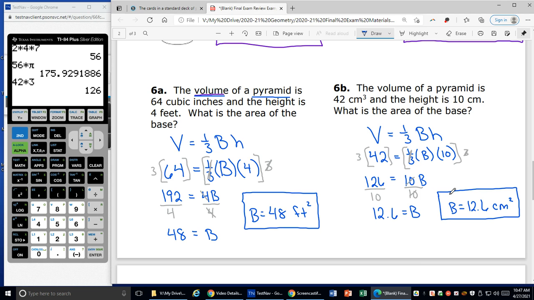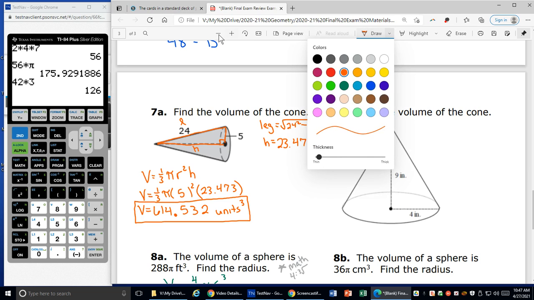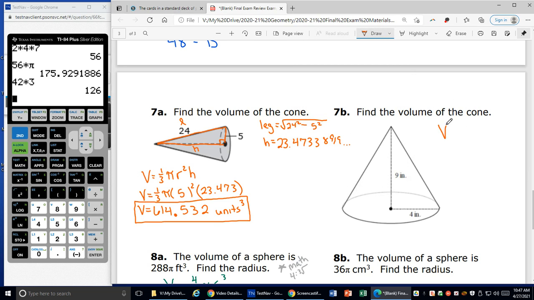Okay, let's look at 7B. Find the volume of the cone. So I already have my volume formula, volume of a cone. My volume equals 1/3 pi r squared h. My volume equals 1/3 pi. My radius is 4 squared, my height.